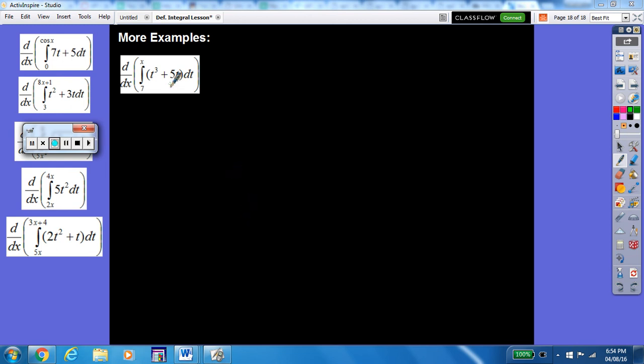This one's a basic one. It just has a boundary of x. The derivative undoes the integral. They cancel each other out. We just plug in our x anywhere I see a t. And since the bottom boundary is a constant, I don't have to worry about it. It just basically goes to 0. And we end up with x cubed plus 5x. And that's it. Done.